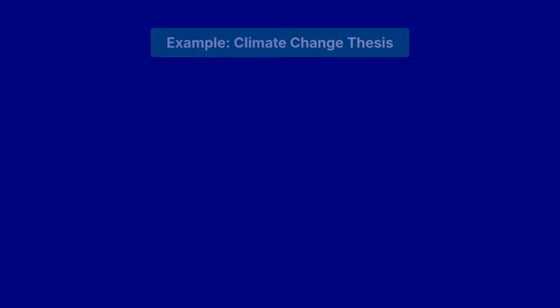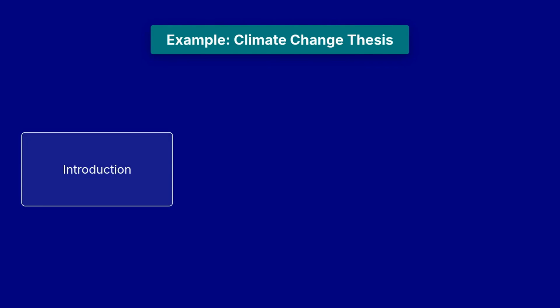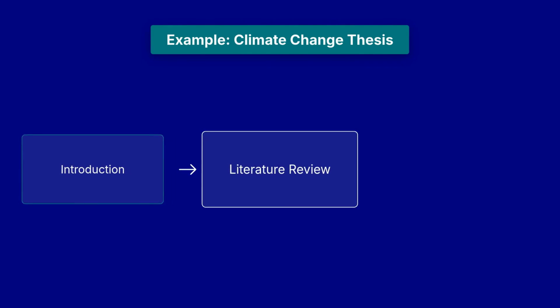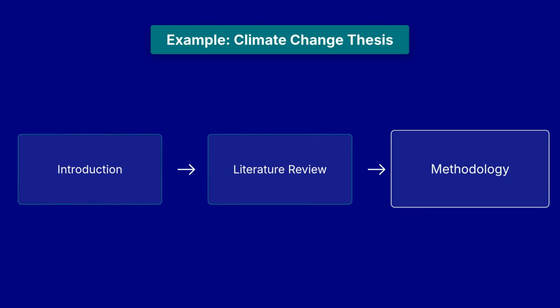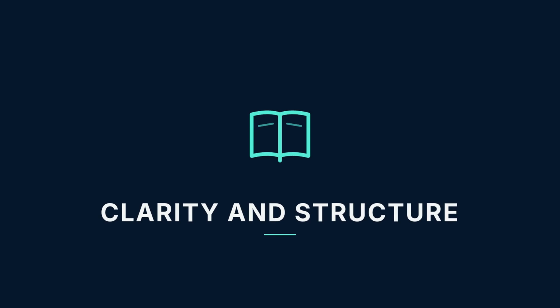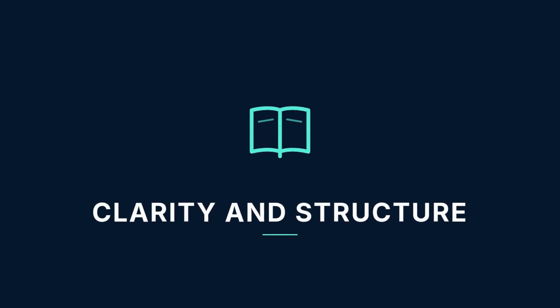For example, in a thesis about climate change, you might say, "This thesis is structured to first introduce the problem, review scientific studies, explain the methods used to collect data, present findings from case studies, and conclude with recommendations for action." Defining the structure ensures clarity and helps readers follow your work easily.